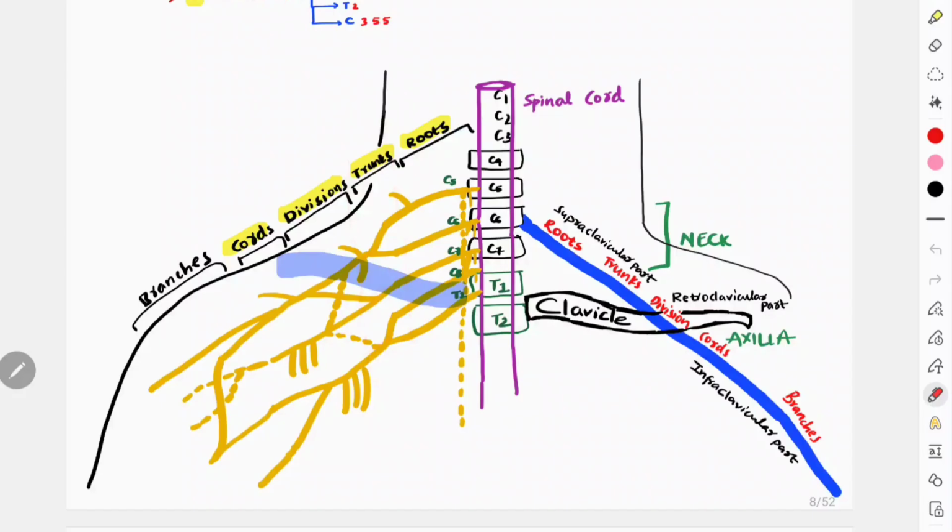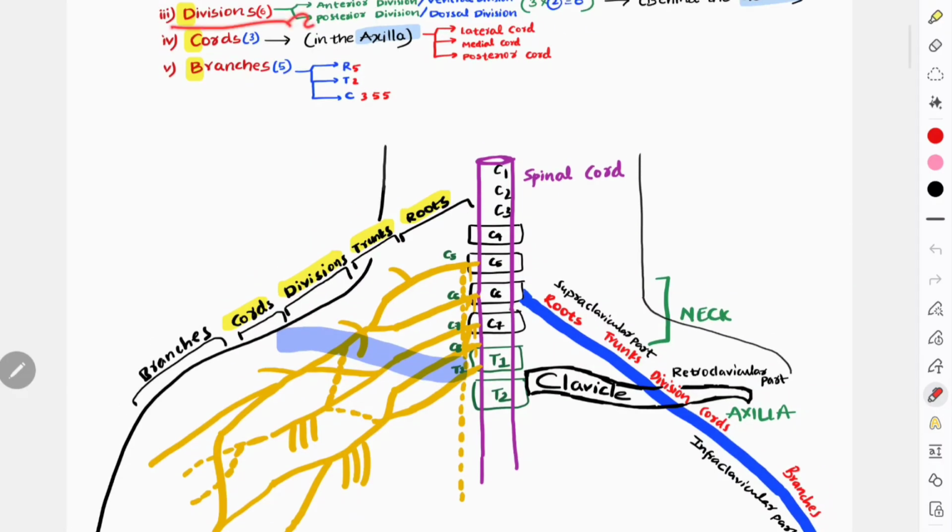And these 3 trunks divide. See, this one divided into anterior and posterior, shown by the dotted lines. Same for the others, anterior and posterior. So these divisions you can clearly see here. So 6 divisions: anterior, posterior, anterior, posterior, anterior and posterior. Each trunk divides into 2 divisions, so a total of 6 divisions.